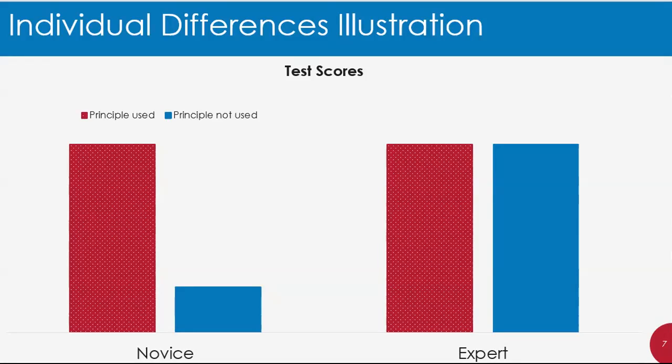On the right, we have the effect of the principles on expert learners. And here you can see that if a lesson uses or doesn't use the principles, it doesn't really matter. The learner will have the same test scores.